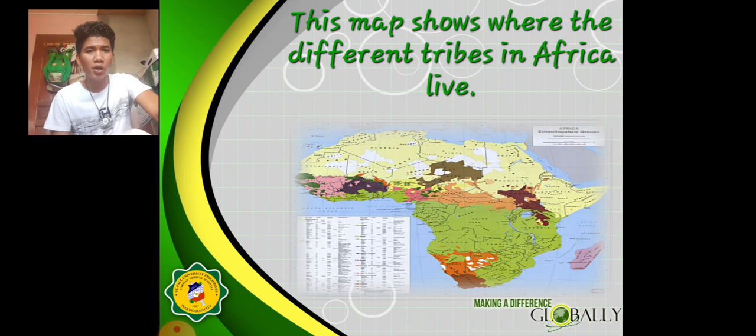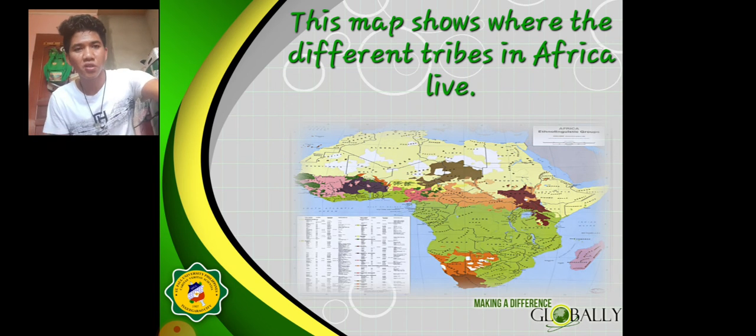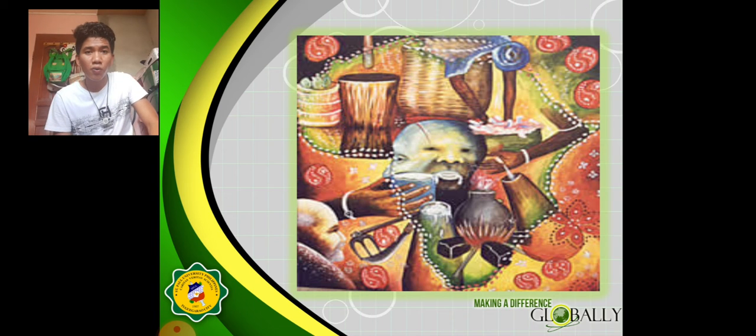This map shows where the different tribes in Africa live. As you can see in the picture, their culture has been introduced to other countries. For example, their hairstyle, the clothing that represents their blood.